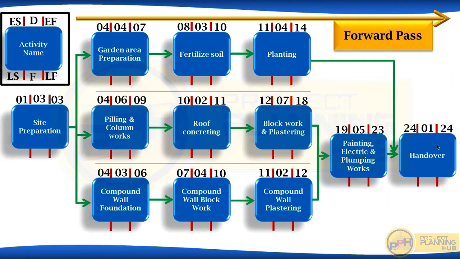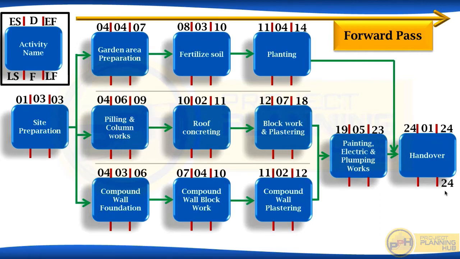So, let's start. When will handover finish? 24. So, the late finish of this activity is also 24. From now onwards, let's forget about these early dates. We don't need to look at them. Okay. We will start with this late finish and this activity duration. Then we will go backwards calculating all other late dates. So just ignore early dates. Let's concentrate on late dates only.